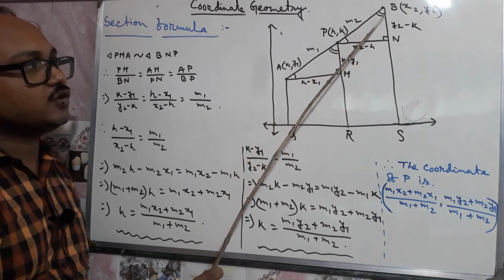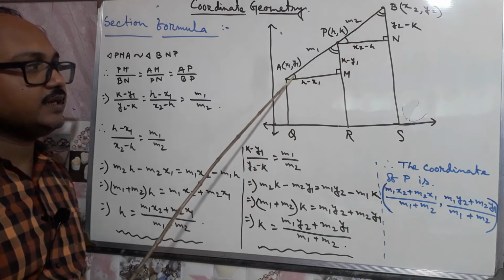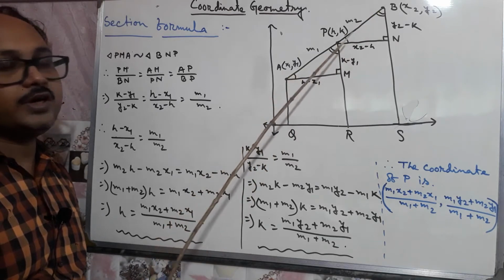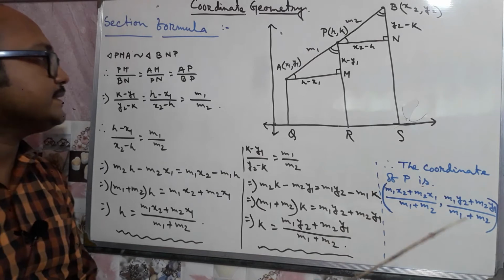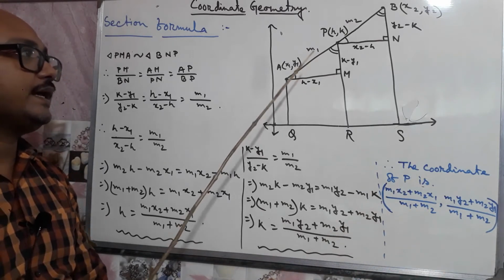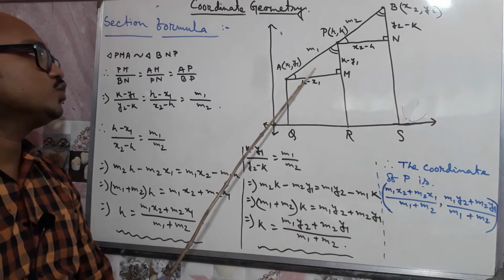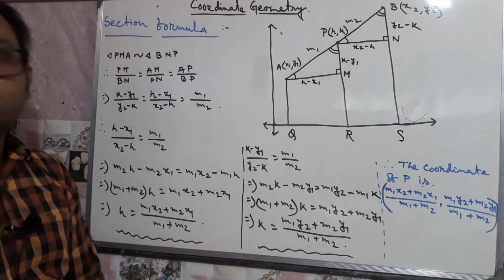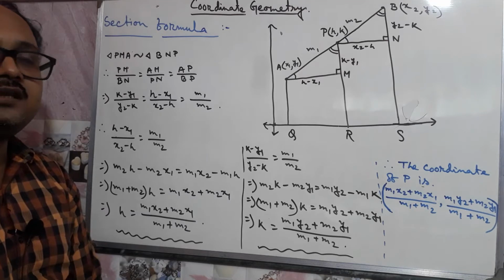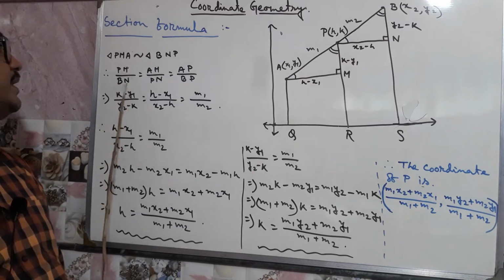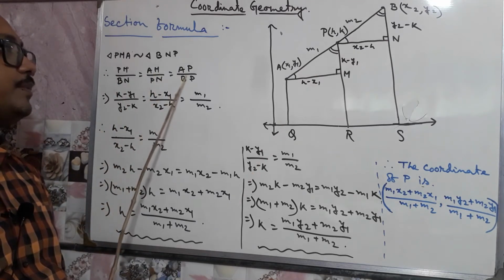These two angles are corresponding angles and are equal, and similarly these two angles are corresponding. So all three angles are equal, which means these two triangles are similar. As these two triangles are similar, their corresponding sides are proportional. That means PM by BN is equal to AM by PN, equal to AP by BP.